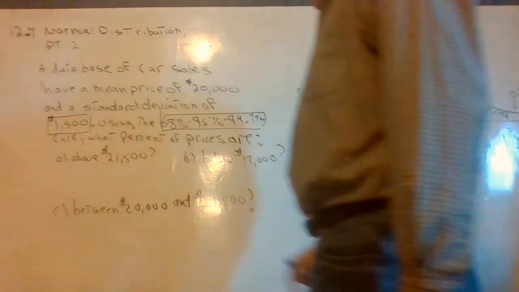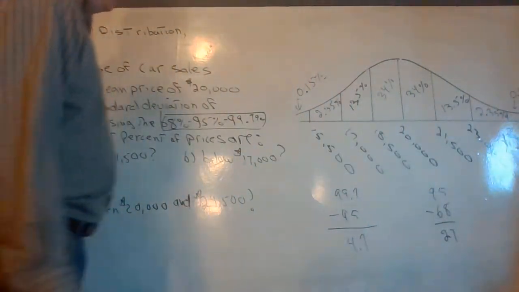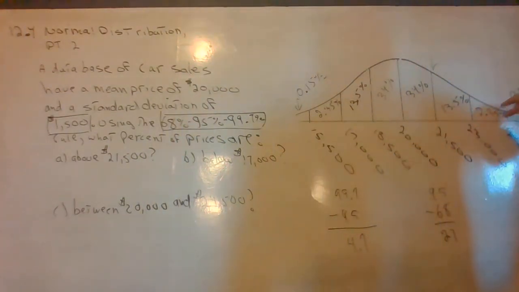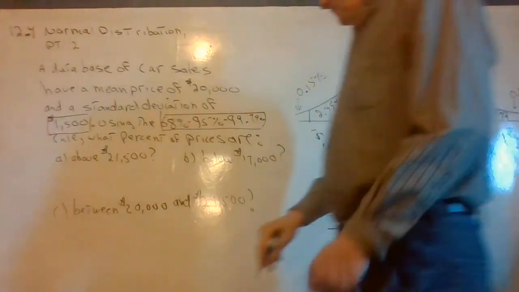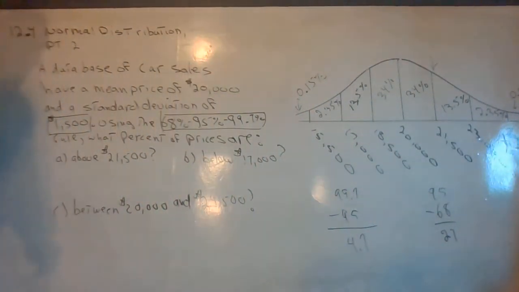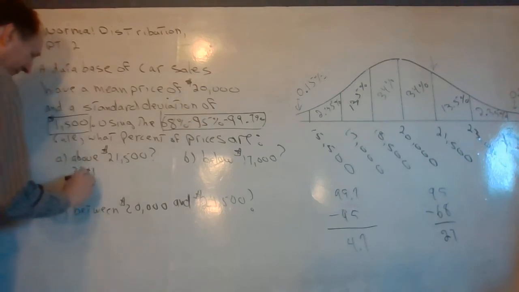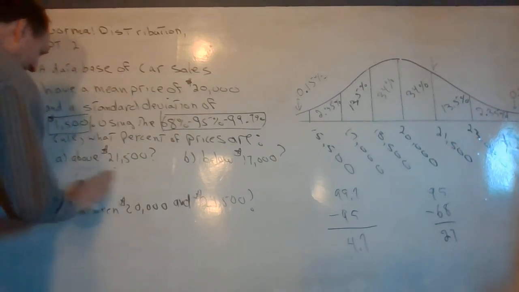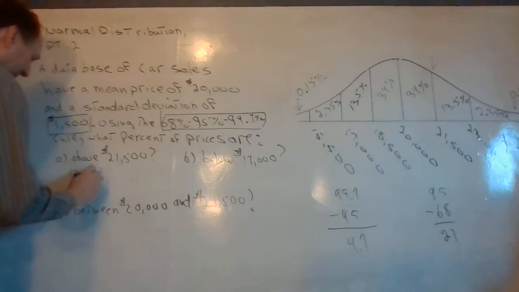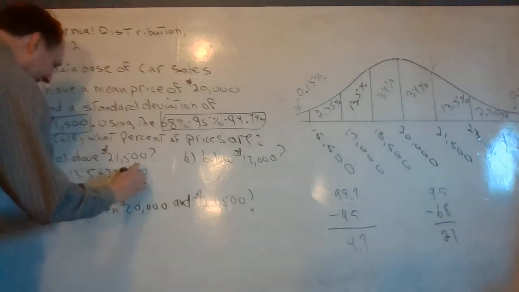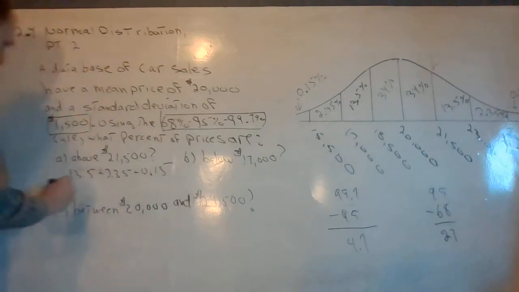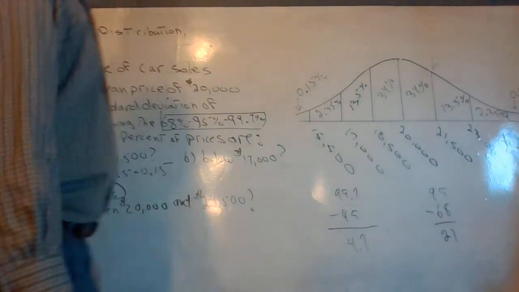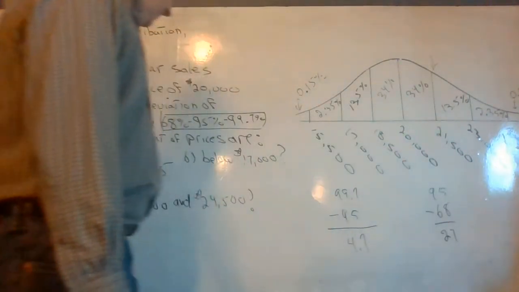Now, what percentage of prices are above 21,500? 21,500 is right here. But guess what? It's going to be this plus this plus this. I'll just write that in here. 34 plus 13.5. Sorry about that. I started one too early. 13.5 plus 2.35 plus 0.15. That adds up to 16%, which kind of makes sense. 16% plus 34 is 50, by the way.